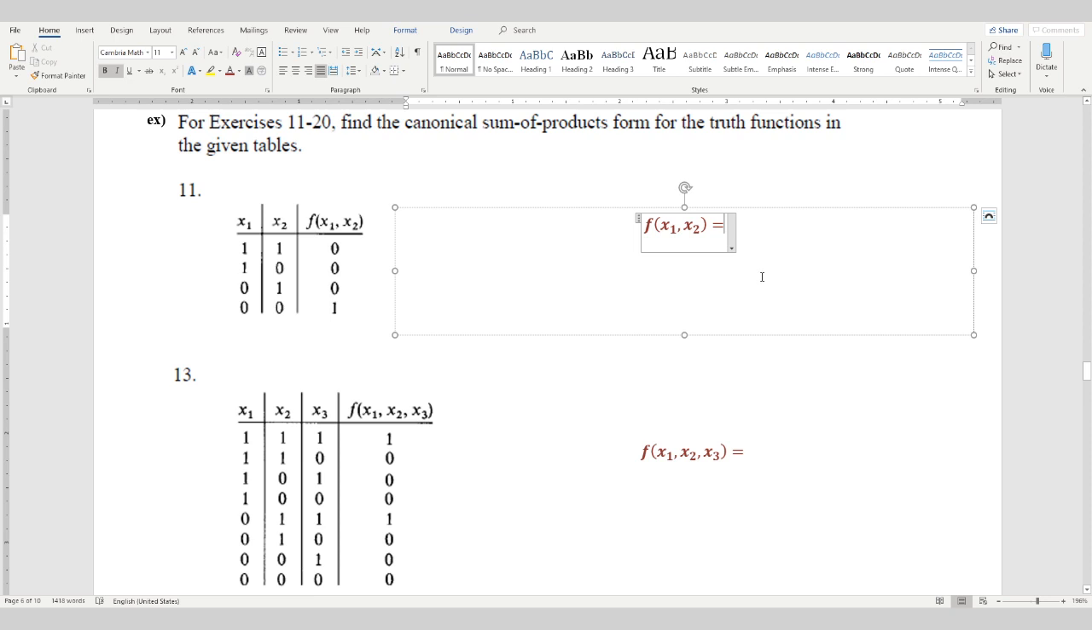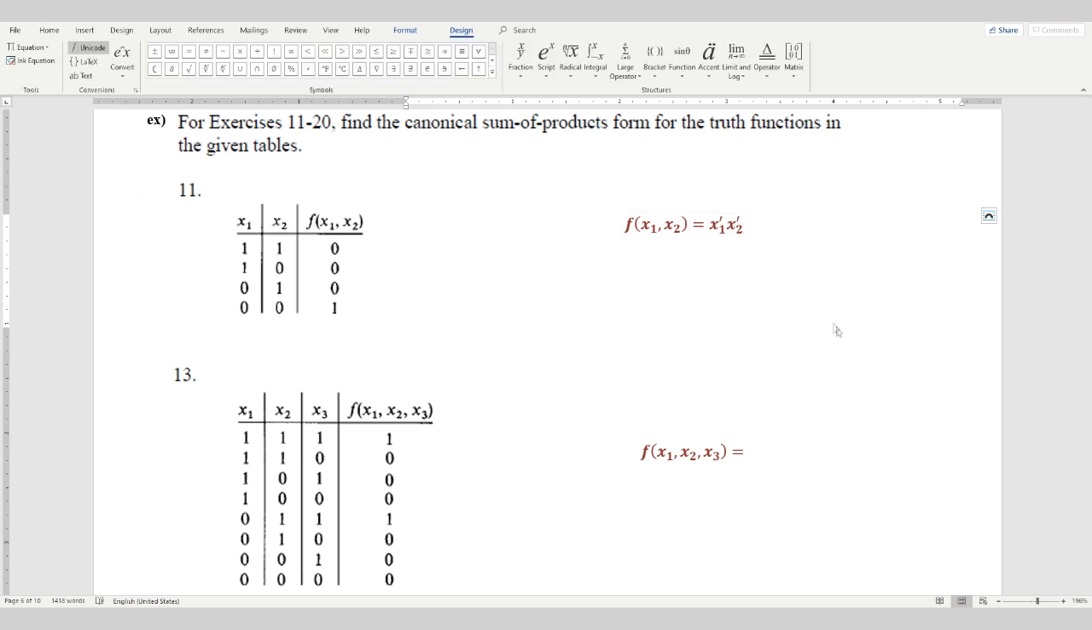So let me just write out this one. The way to represent that here would be not x1 times not x2, or inverted x1 times inverted x2. And the reason this works is if we start picking out certain values from our table here, we want to verify that this function produces the correct output for each of those combinations.